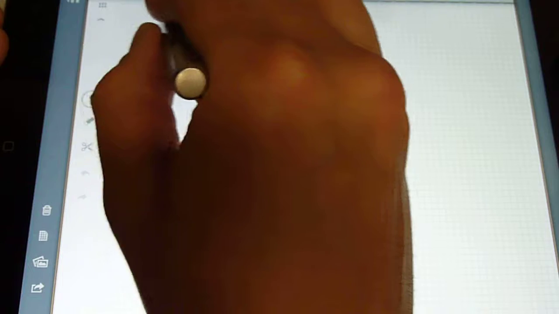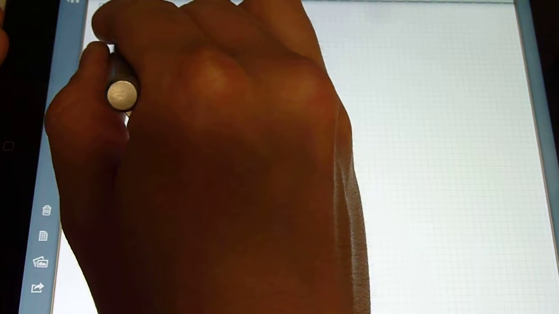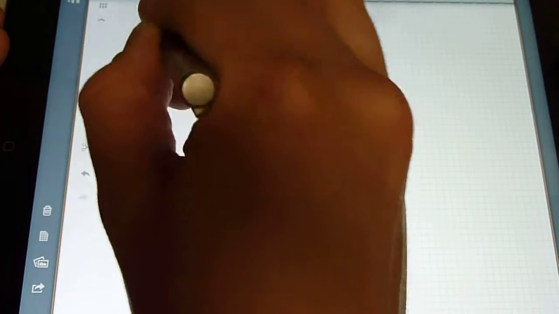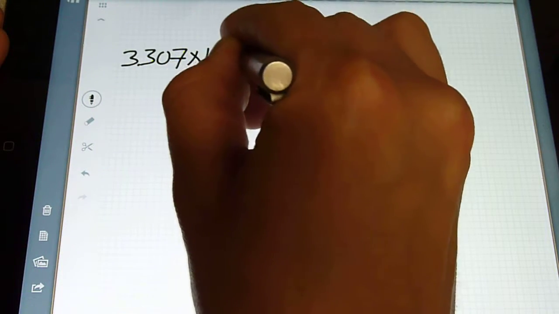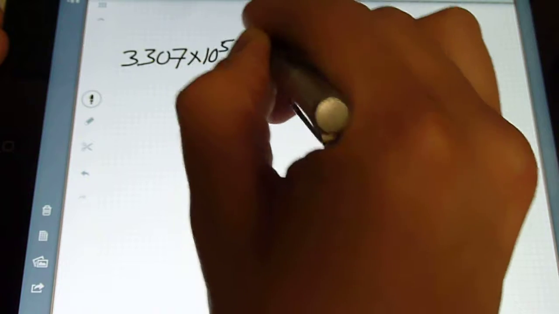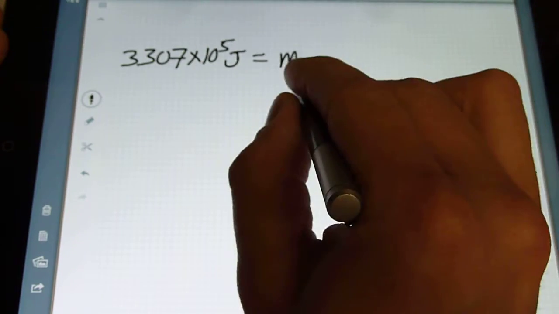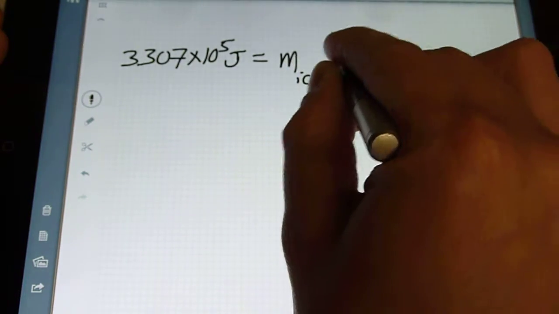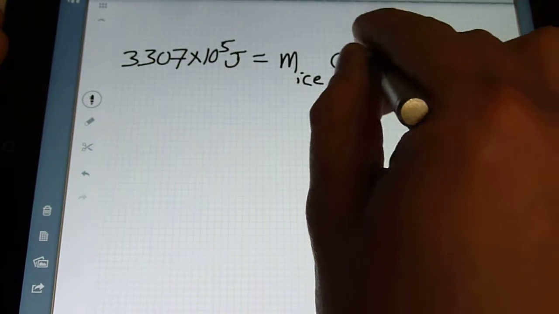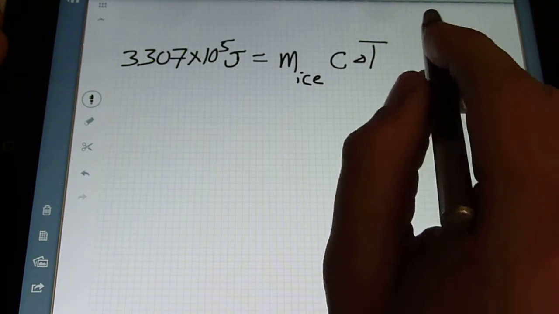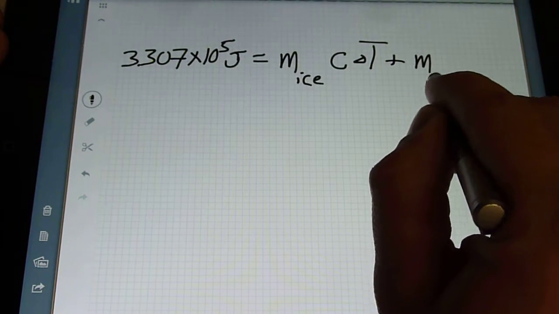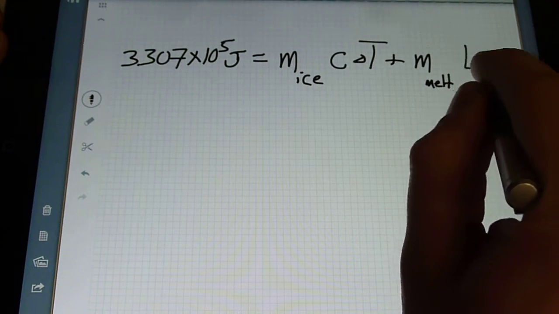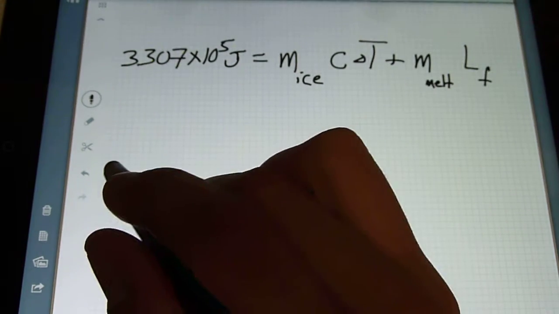So where does that energy go? Well, that means that energy goes into the ice. So I could then write an equation saying that 3.307 times 10 to the 5th joules is going to equal the mass of my ice times the specific heat of ice times the temperature change that the ice undergoes as it warms up, plus the mass of my melting ice times the latent heat of fusion.